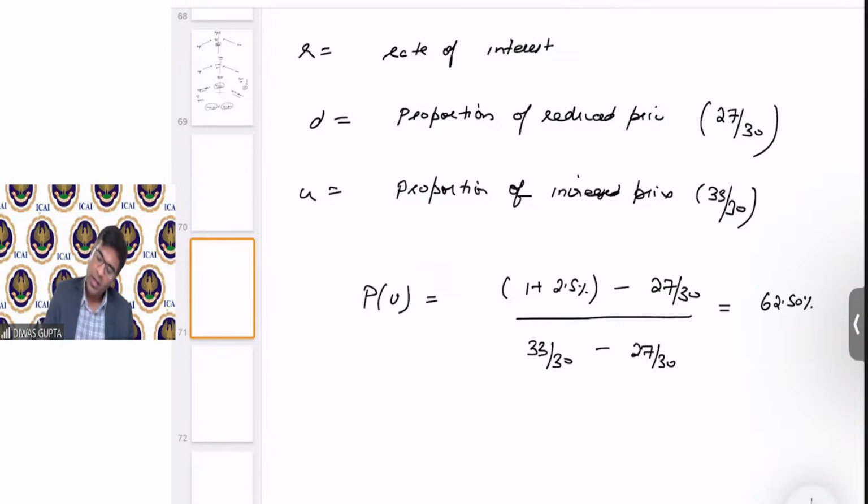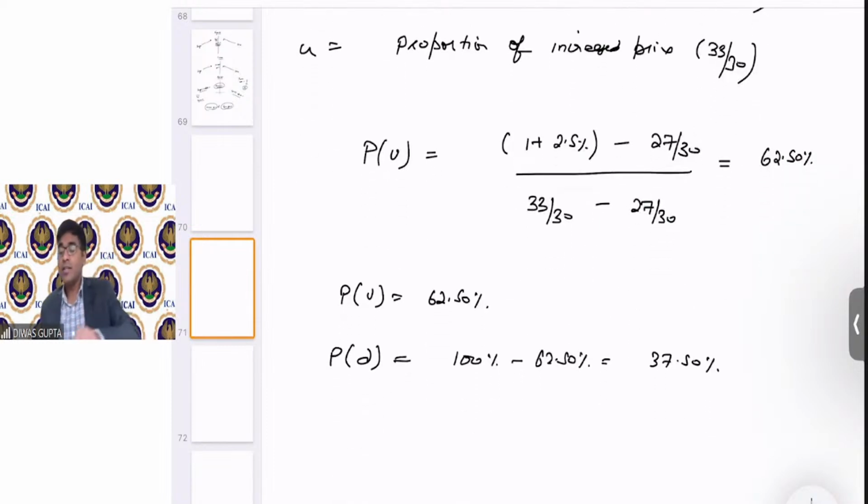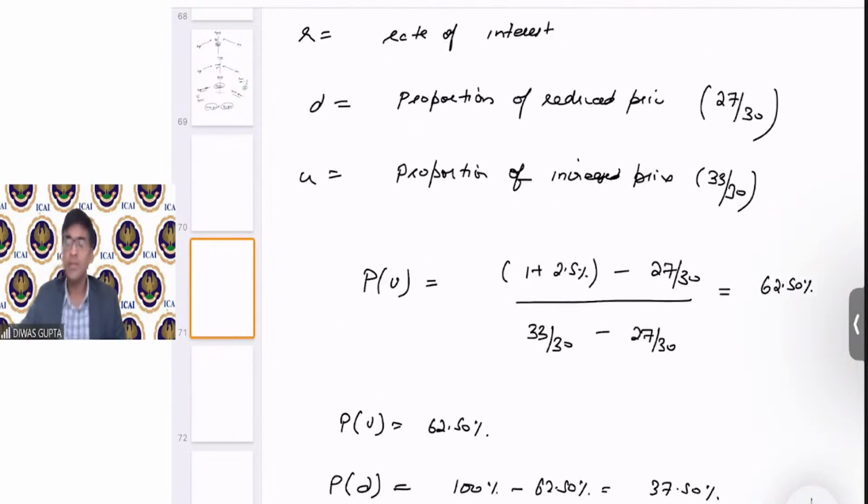62.50 percentage. Now, since the probability of prices going up is 62.50 percentage, probability of prices going down will be 100% minus 62.50 percentage, which is 37.50 percentage. Correct? And since we said in the beginning that there are only two possibilities, whether the price will go up or the price will go down, there are only two probabilities. So the probability for the price to go down is 37.5 percentage, students.